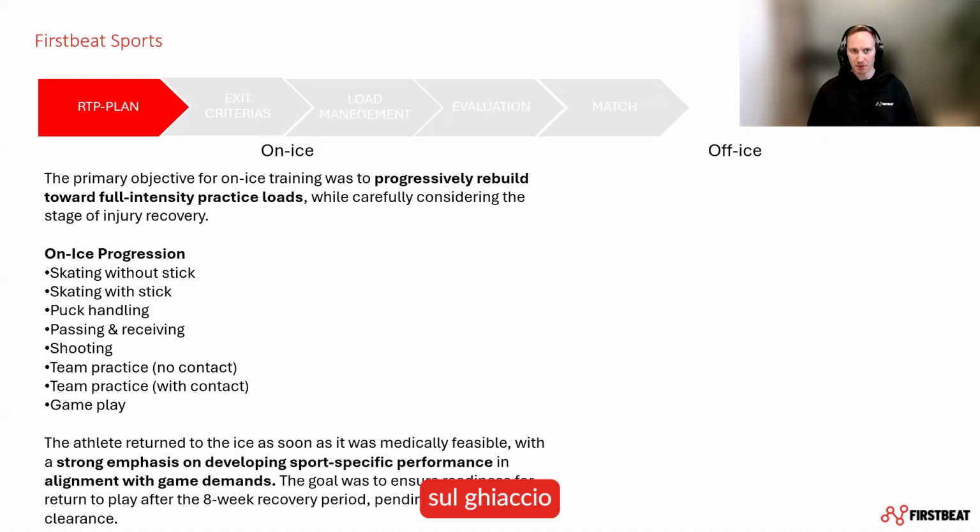On ice, the primary objective was to progressively build towards full intensity practice loads while carefully considering the stage of injury recovery. The on-ice progression was the following: skating without a stick, skating with stick, puck handling, passing and receiving, shooting, team practice with no contact, then team practice with contact. And that's because of the nature of the injury, of course, the broken wrist. So you need to take those things into account.